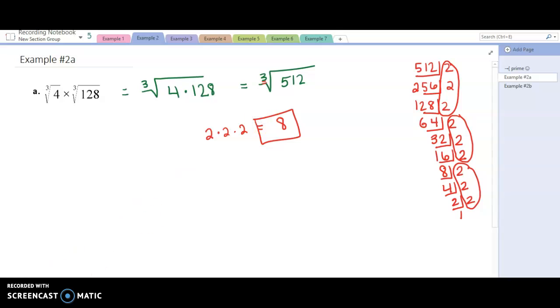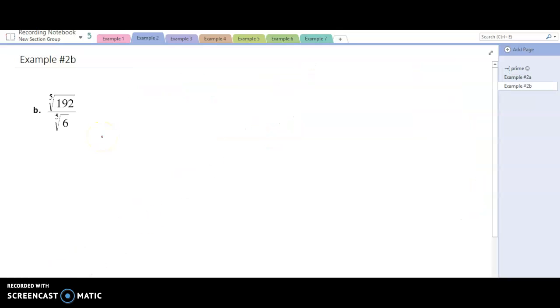All right, let's look at part B now. Because these are both the same, we can actually put these together. So 192 over 6. If we divide 192 by 6, we find that that is actually 32. Some of you may know the fifth root of 32 is 2.